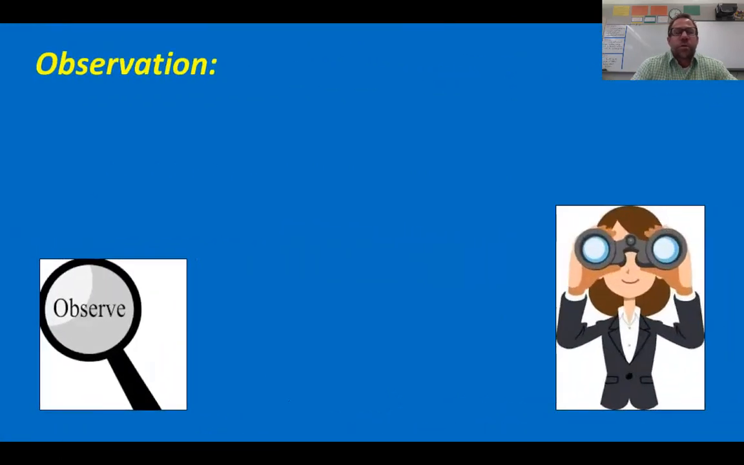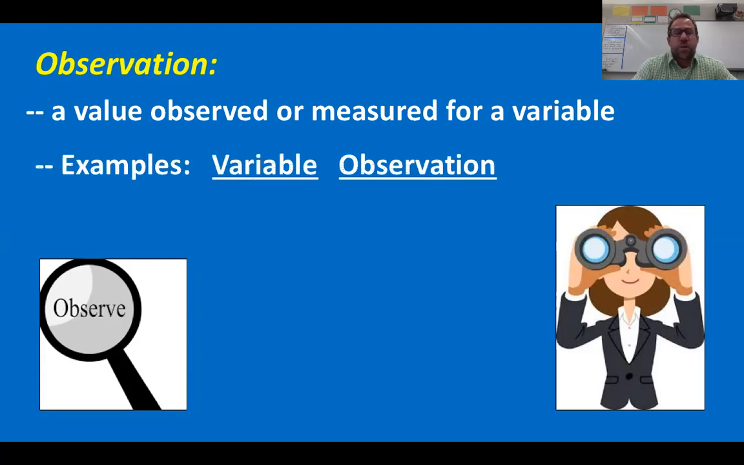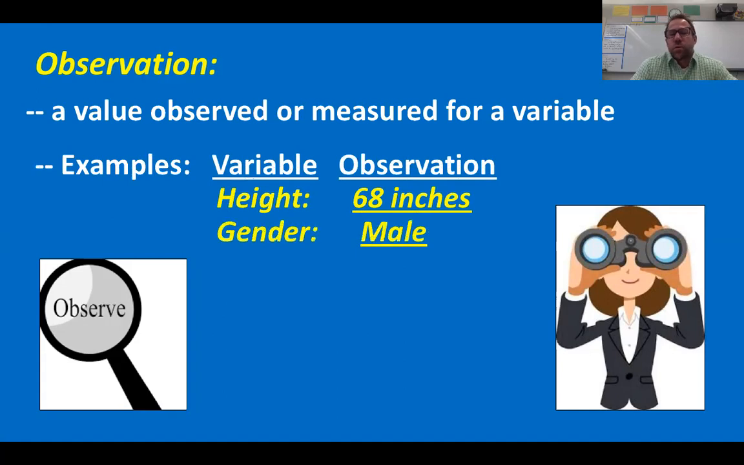Okay, observations. So we have variables, and then the observations are the actual values that we're observing or measuring for the variable. Some examples: if the variable is height, then the observation would be 68 inches. Gender is the variable, the observation is male. Weight is the variable, the observation is 175 pounds. So variables will have observations that are the actual data.